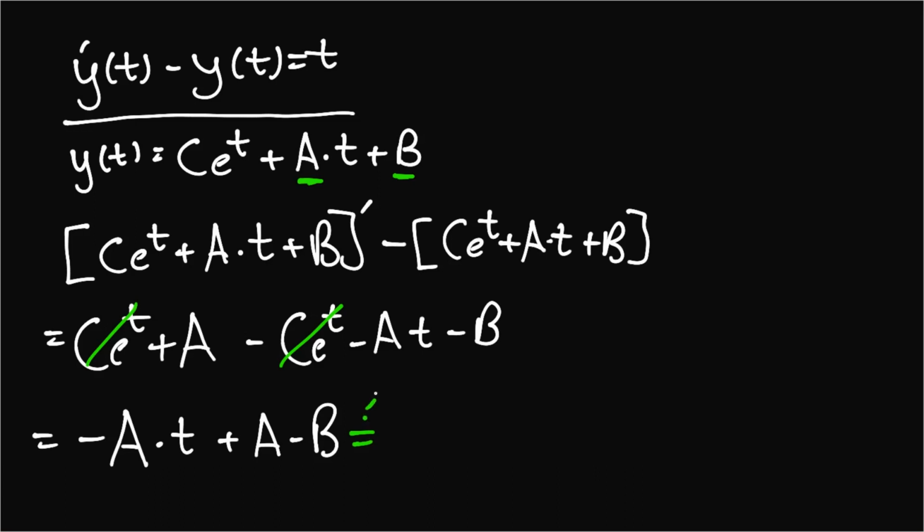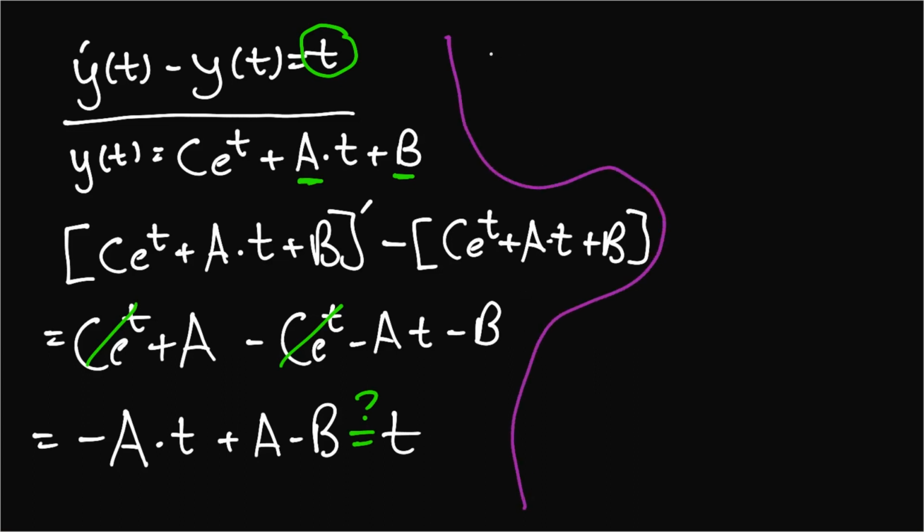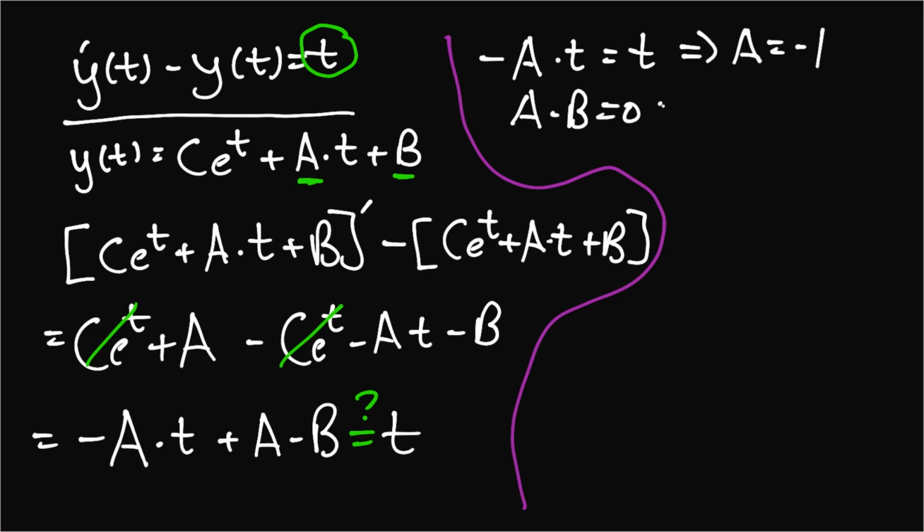And this is supposed to be equal to, well, up here when we do y prime minus y, we're supposed to get t. So this whole thing should be equal to t. So let's equate the sides. We have negative a times t is equal to t, and a minus b is equal to 0. This one tells us that a is equal to negative 1, and this one tells us that b is also equal to negative 1.